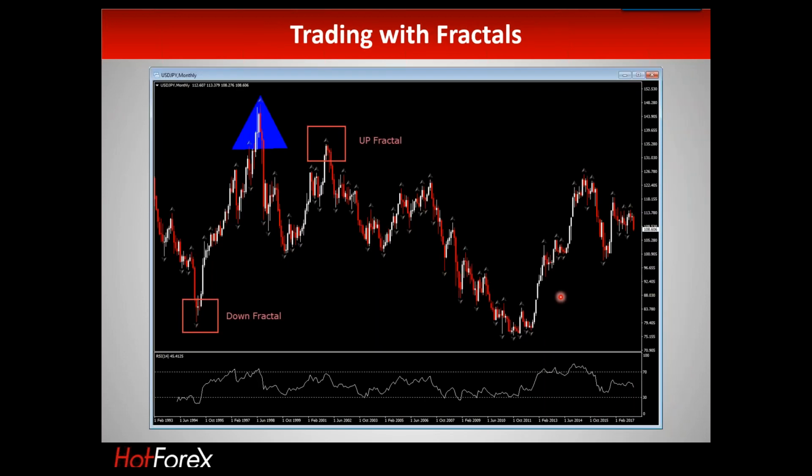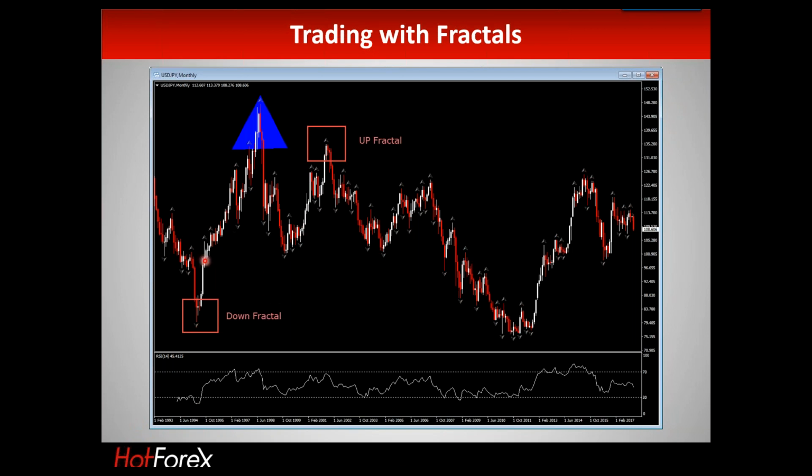So let's move on to see some examples. Here I have a dollar yen monthly chart. Unfortunately, it's not up to date. I took a very long-term chart because it was a very clear example. This is since 1993. The monthly one is long term. I just wanted to give you an idea of how the fractals are working.